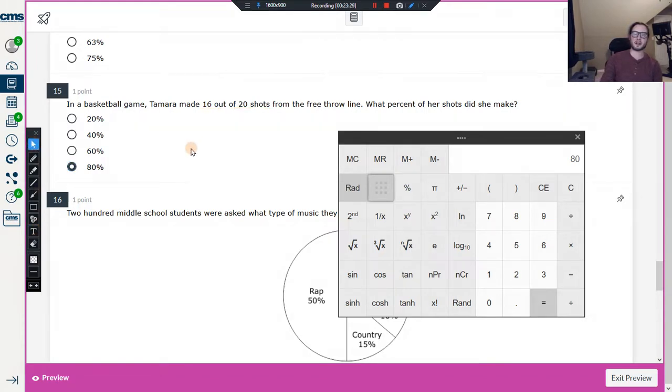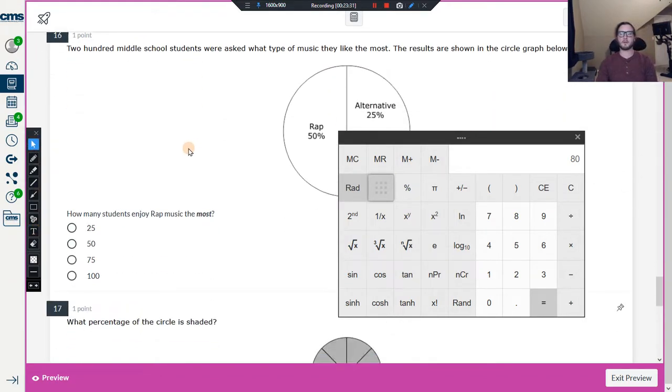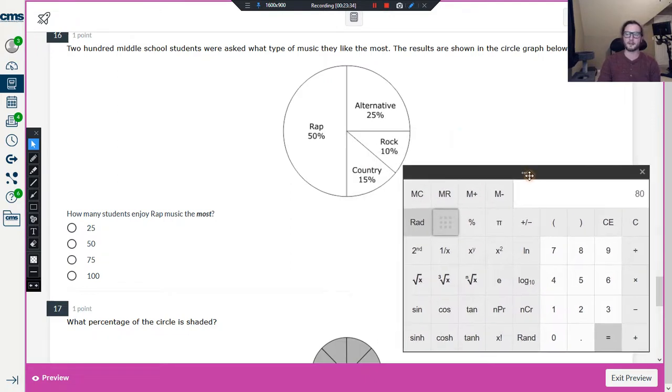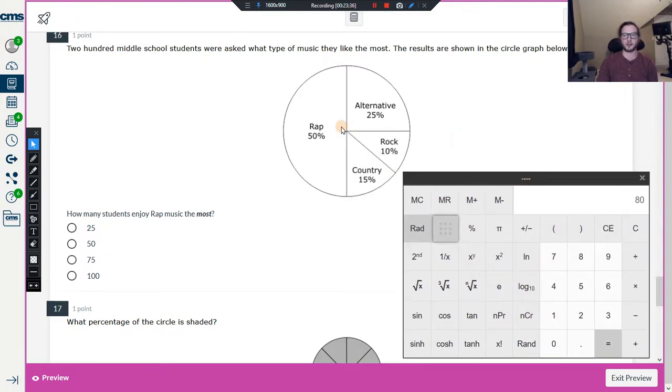Not a whole lot going on with that one. For number 16, it looks more complicated than it really is because it includes a pie chart. But a lot of this information, as you'll find out, wasn't necessary for the problem.